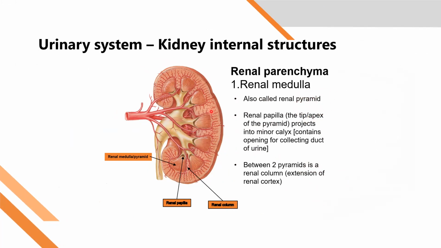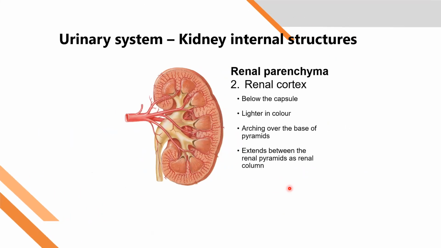Okay, the renal papilla, the tips or pegs of the pyramid, as I mentioned before, projects into the minor calyx, the opening for collecting ducts of urine. Between two pyramids, between two medulla, there is an extension of the renal cortex known as renal column. So this is the renal cortex, the renal column is part of the renal cortex, and this is the renal medulla or renal pyramid, and the apex or the tip of the renal medulla is known as the renal papilla.